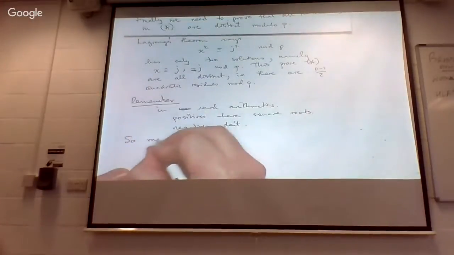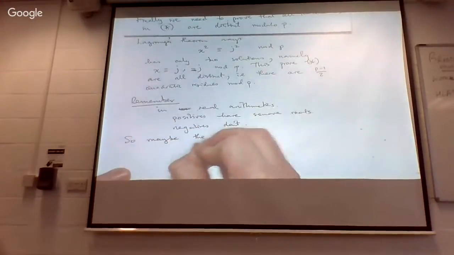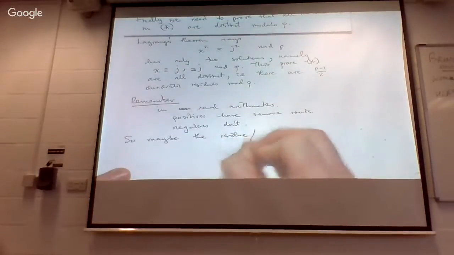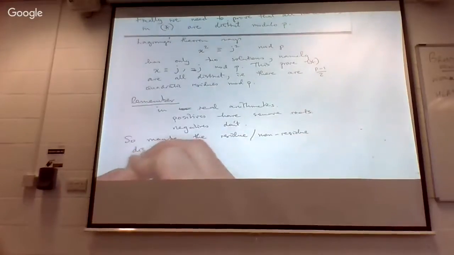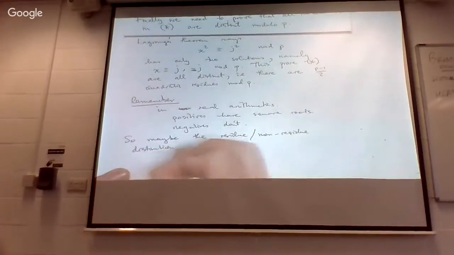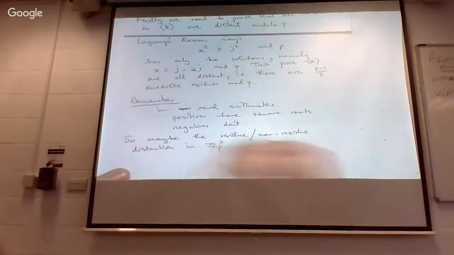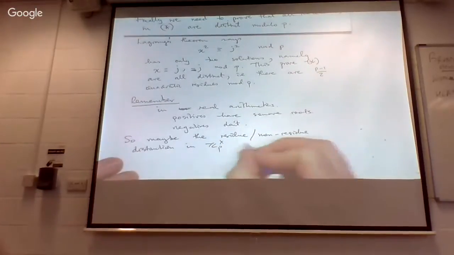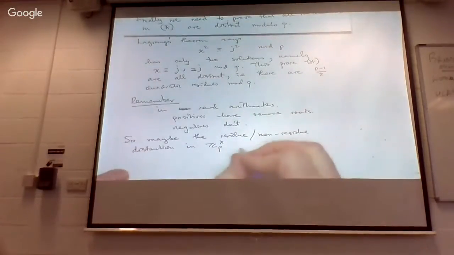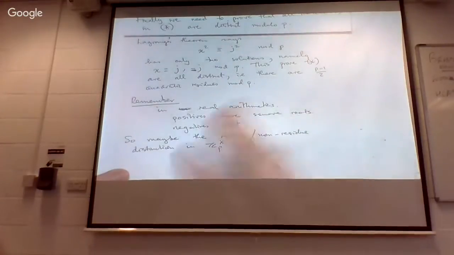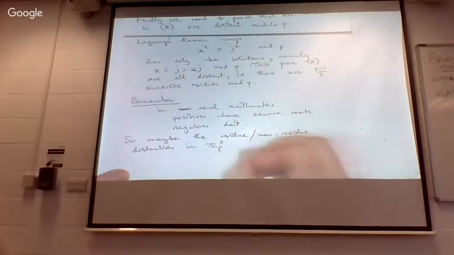So maybe the residue, non-residue distinction in the multiplicative system modulo P operates in the same way as the distinction between positive numbers and negative numbers in real arithmetic. And what do I want to say? Works the same way or mirrors this?